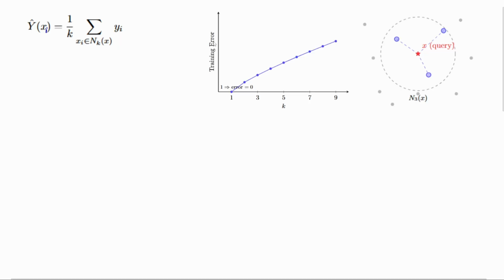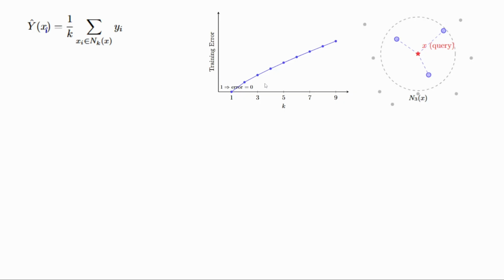So here's a typical graph of what that might look like. When k is 1, you have no error. Remember, the training error is defined by the residual sum of squares: how close is your prediction to the actual value, squared, and summed over the observations. In this case, all your observations are your training observations, hence why it's called training error.